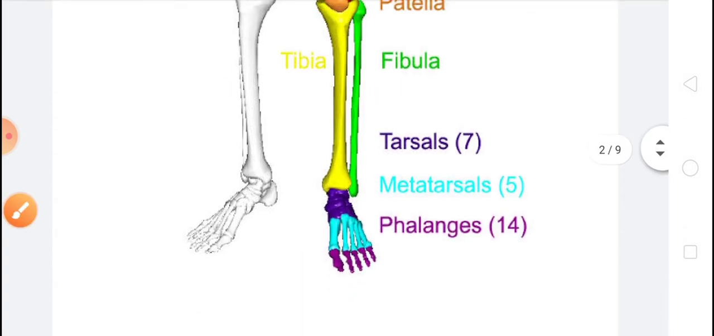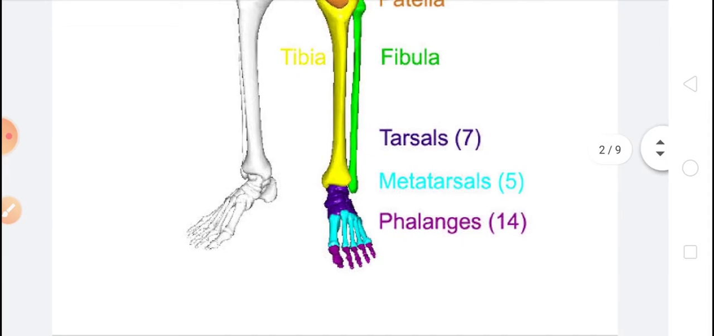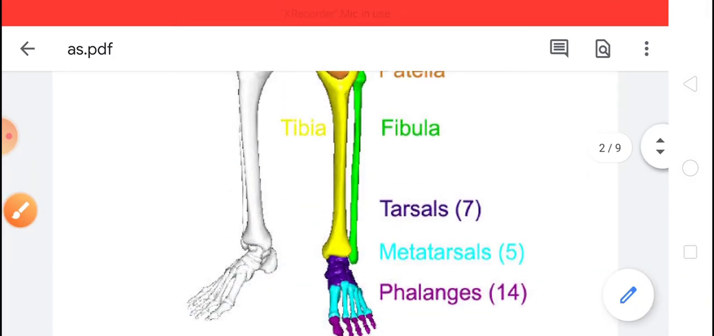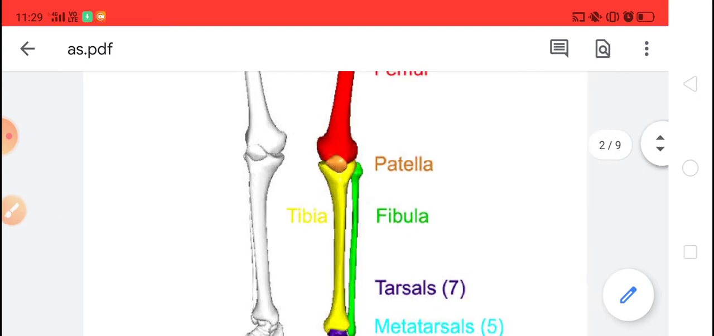In our feet, tarsals, metatarsals and phalanges are present, and in this way a total of 30 bones are present in our hind limbs or legs.